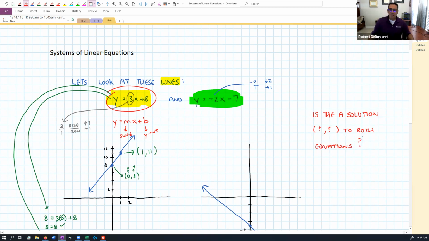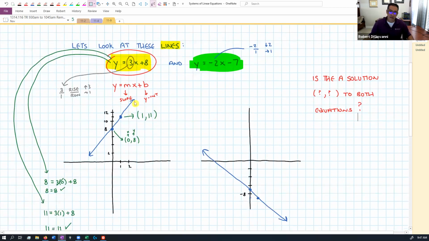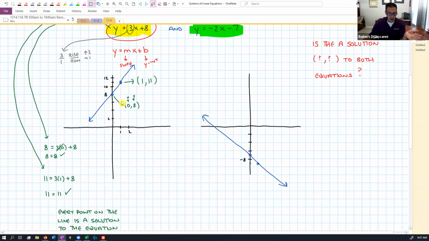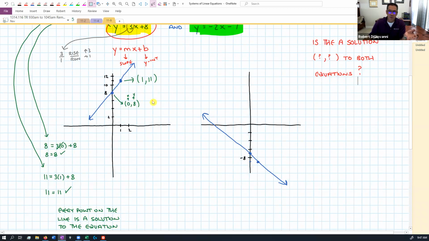So what I'm saying is, is there a point that would be a solution to this equation, but simultaneously, that point is a solution to this equation? I mean, you can tell by just looking that these have different points. They're not the same lines, right? This is a different line than this line. But is there a point or a solution to both equations simultaneously?